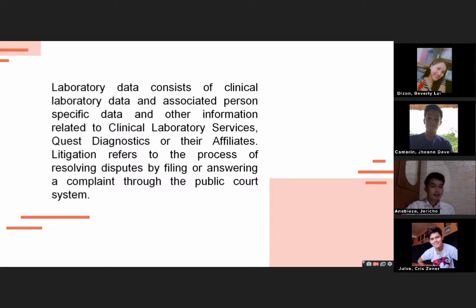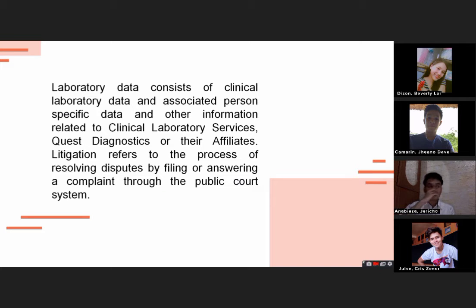So it says here that laboratory data consist of clinical laboratory data and associated person-specific data and other information related to clinical laboratory services, Quest Diagnostic, or their affiliates. While the litigation, it refers to a process of resolving disputes by filing or answering a complaint through a public court system.